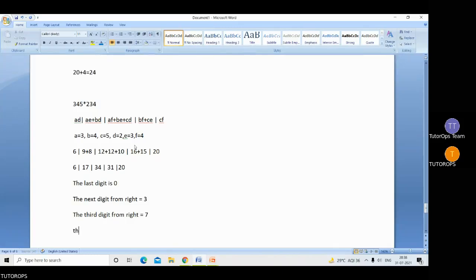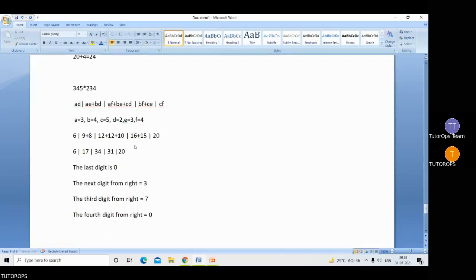So the fourth digit from right will be the last digit of 20, that is 0. And then 2 will be carried forward to add with 6. So the first digit, or the first digit from left actually, because I have mentioned from right, so I am just mentioning it from left here, will be 6 plus 2, that is 8, because here there is no carry.